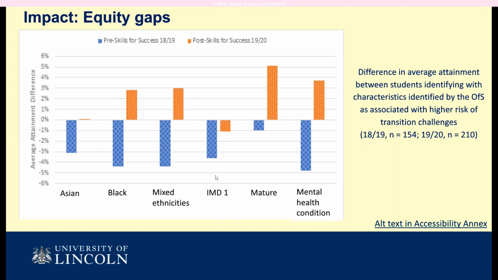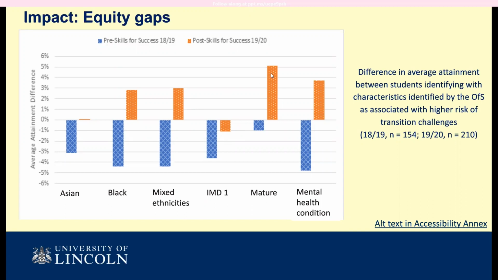IMD1, if you're not familiar with it, is Index of Multiple Deprivation 1. So this is students in the toughest socioeconomic regions of the country, but that's where they had their schooling. We had an attainment gap, which we've managed to reduce, but we haven't quite got there. So it's only 1%, but we still have a bit of a gap there. So I think that's going to be our focus as we move forwards.